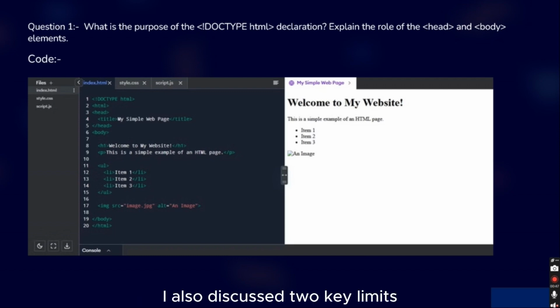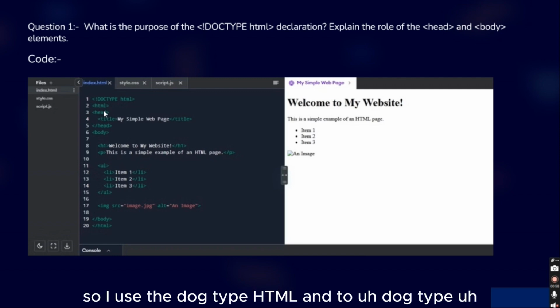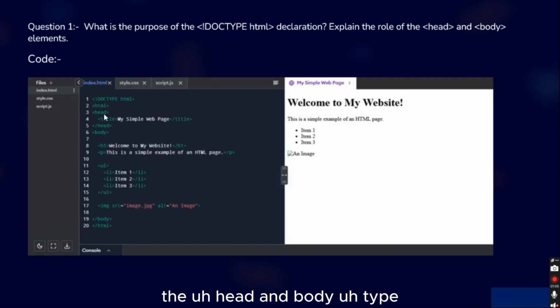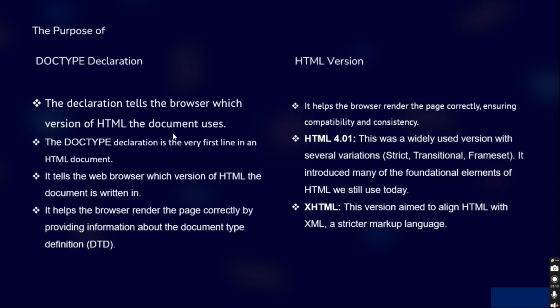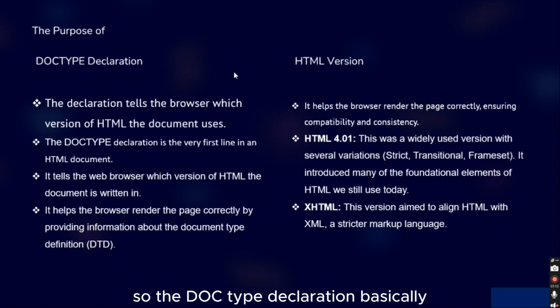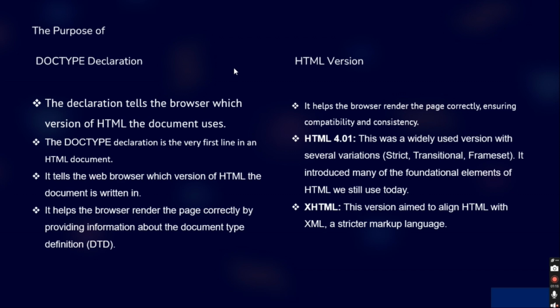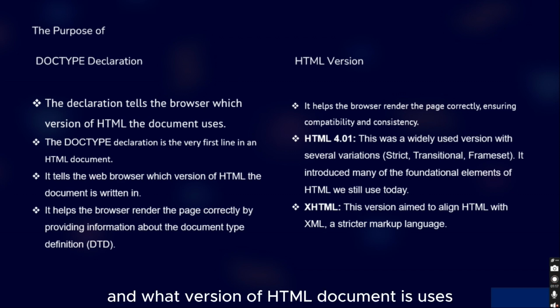I also discuss two key elements. The first one is the head element and another is the body element. Head element is not visible to the user while the body element is visible to the user. So I use the doctype HTML and the head and body tags. The doctype declaration basically tells the browser what type and what version of HTML document is used.